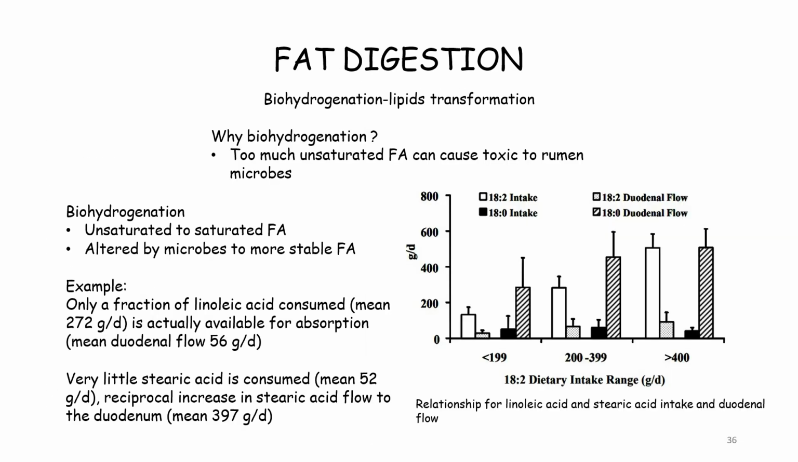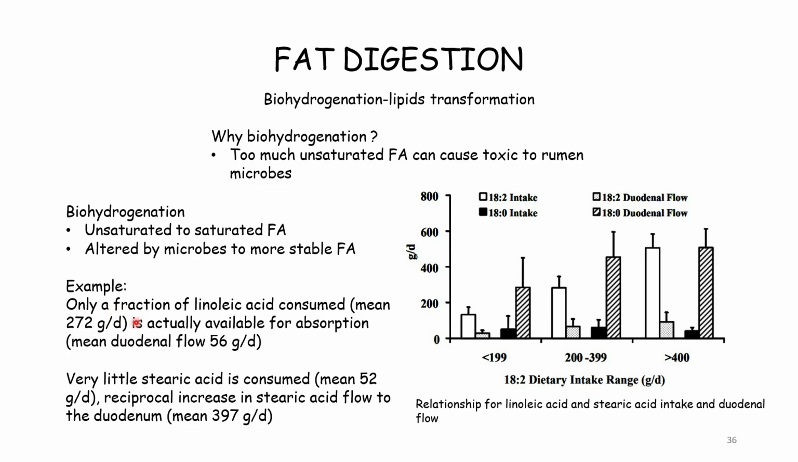So, biohydrogenation, lipid transformation. Why biohydrogenation? Too much unsaturated fatty acid can be toxic to rumen microbes. So biohydrogenation converts unsaturated to saturated fatty acid, altered by microbes to a more stable fatty acid.